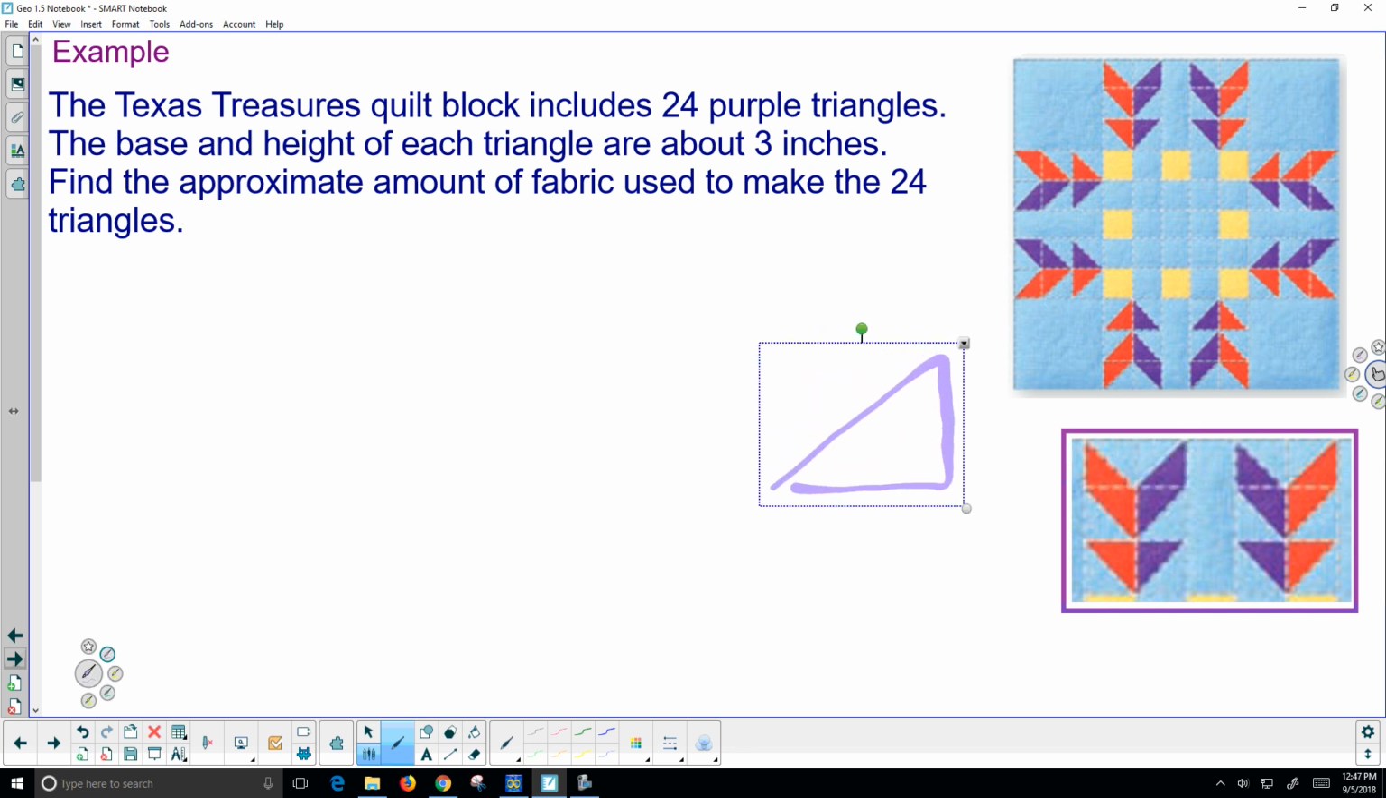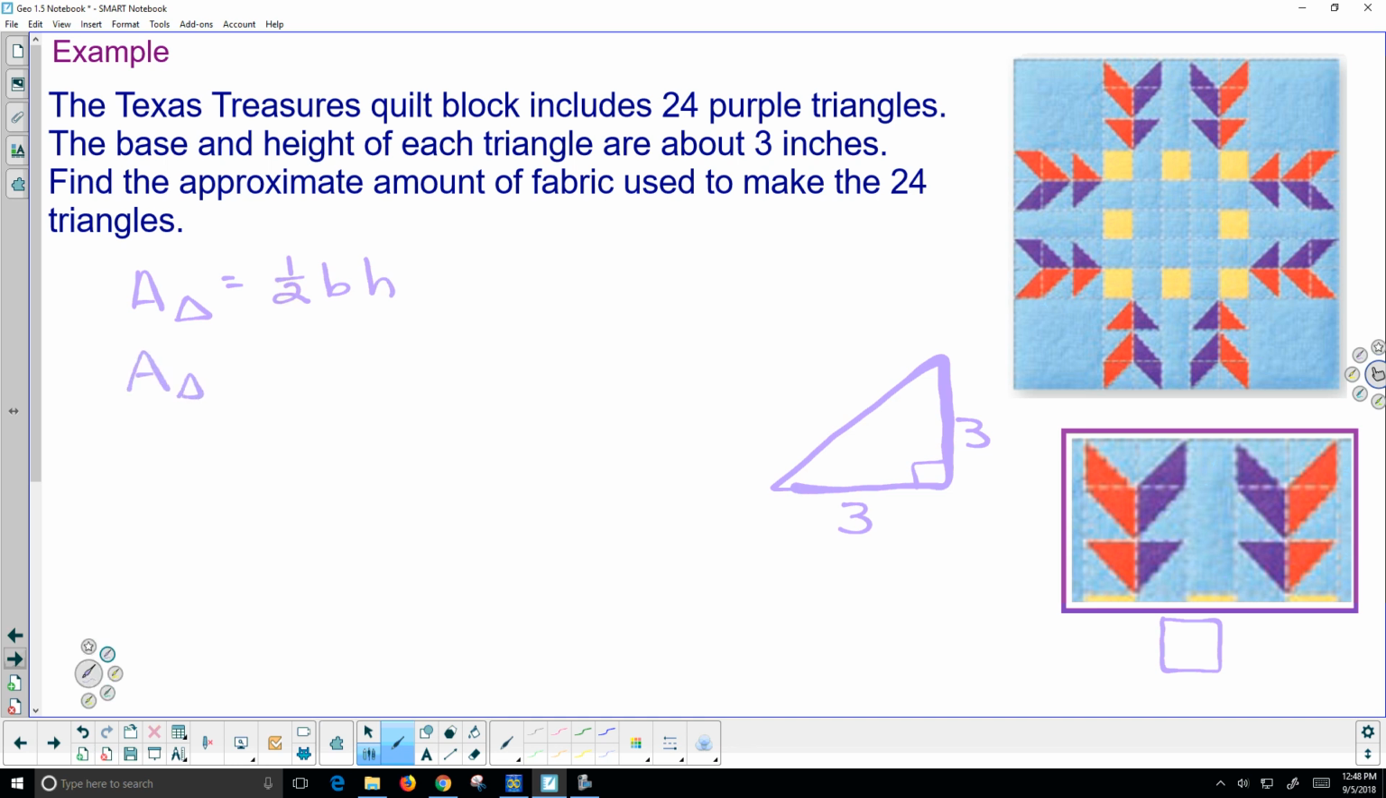And our problem tells us that in this one purple triangle, I have a base and height of about 3 inches. Now I notice that these are all squares in here, so I know that this is a right angle, and I should tell you that that's a right angle. So let's see. The area of one triangle, A sub triangle, that's my notation for saying the area of one triangle, is equal to 1/2 base times height. So I'm going to go ahead and plug things in.